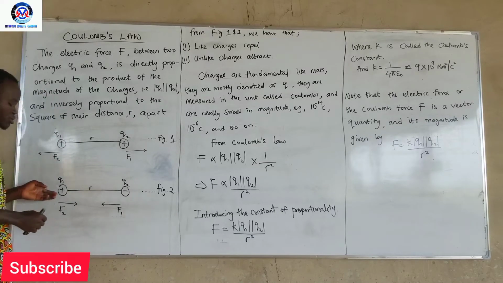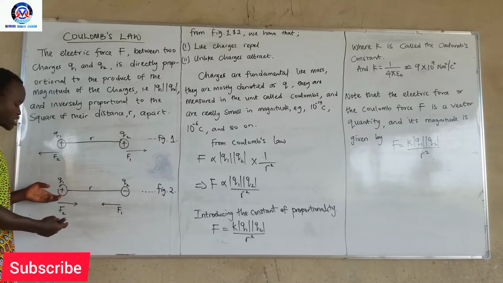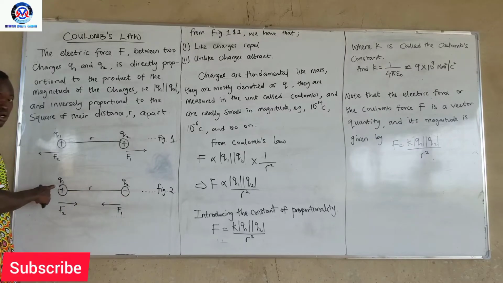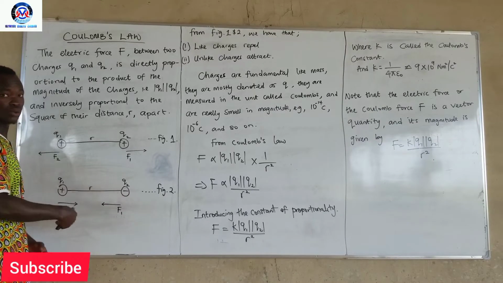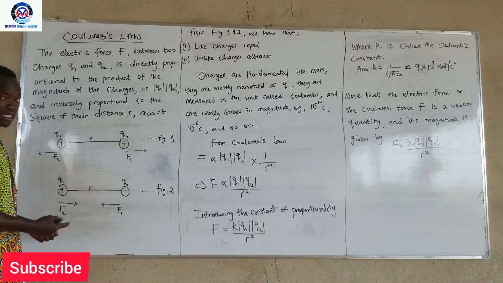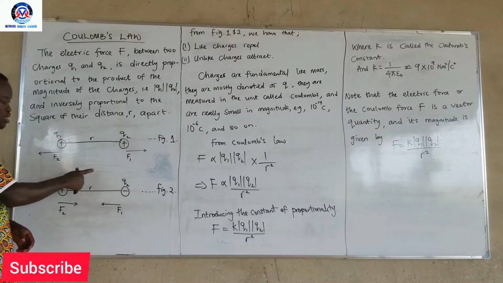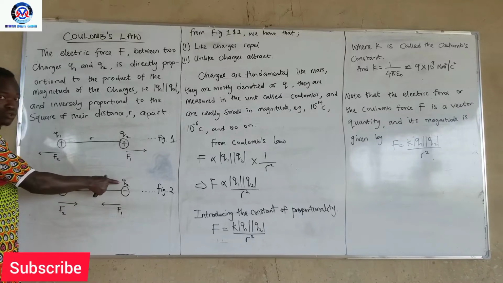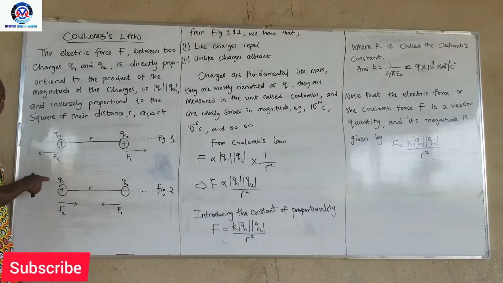So let's consider the second figure over here. We have two unlike charges, the positive charge and the negative charge. The first charge we also call Q1, the second charge we call Q2. They are separated by a distance r apart. The first charge Q1 also exerts a force F1 on Q2, and Q2 exerts a force F2 on Q1.